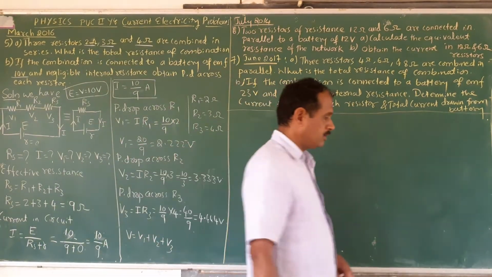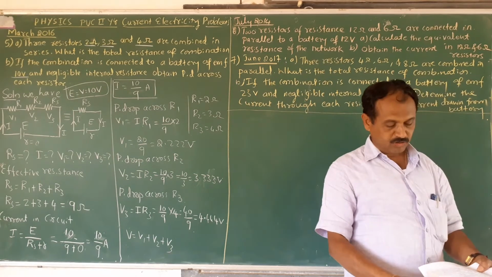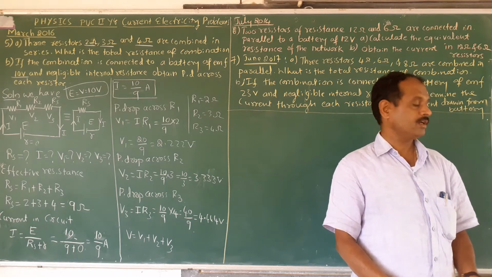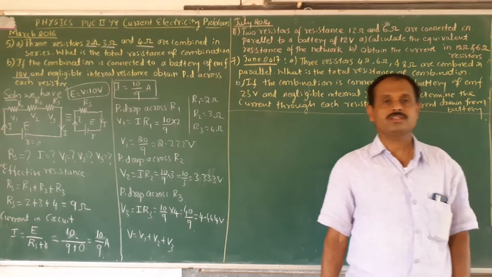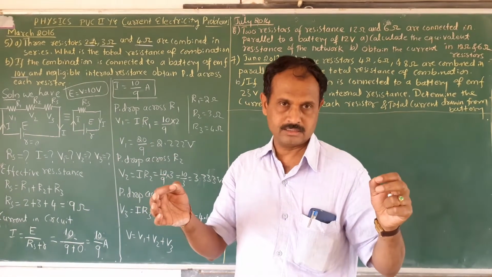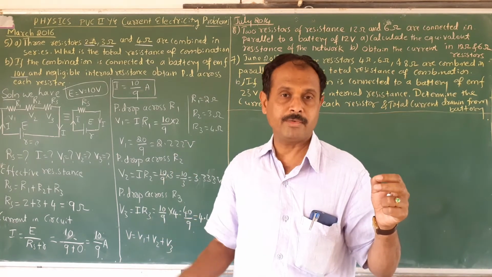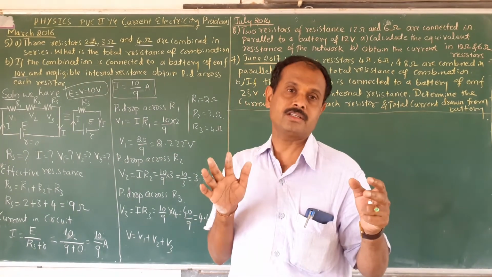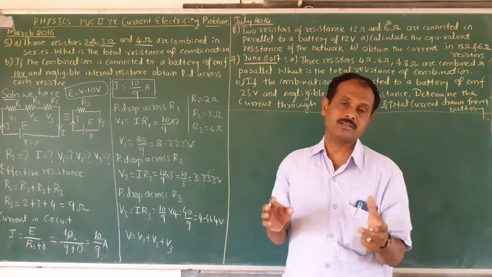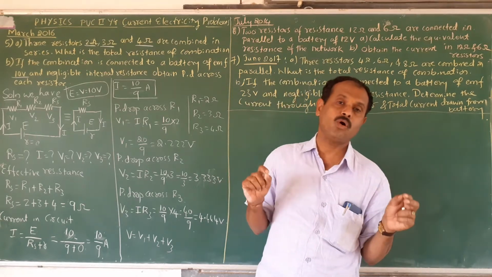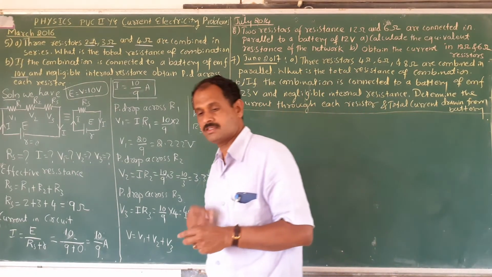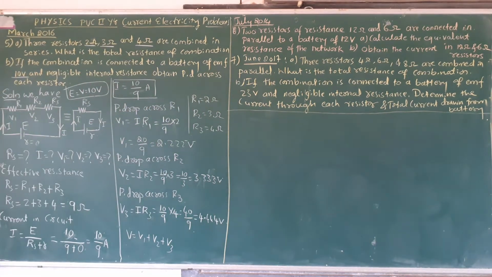And again, there are two more important points about the parallel combination. What is the meaning of parallel combination of resistors? If two or more resistors are connected across two common terminals by applying a potential difference, this is called a parallel combination of resistors.